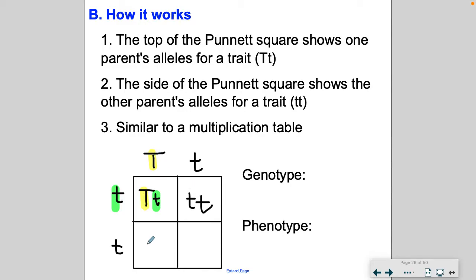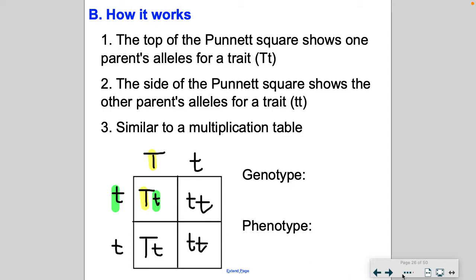This big T right here. Okay, that big T comes from up here. And the little t, so the little t comes from right there. And this final square, little t, little t.